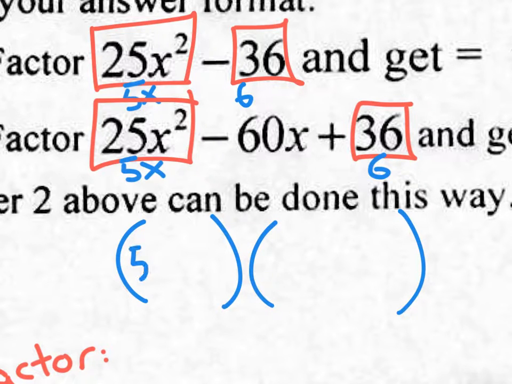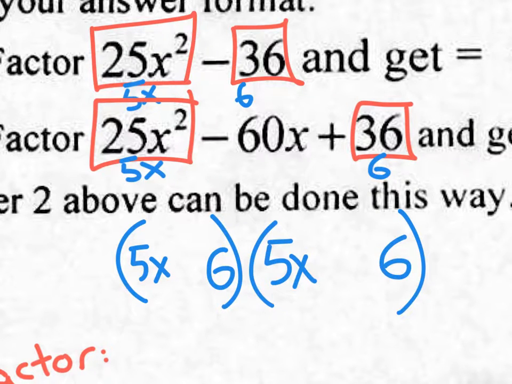We said a 5x and a 6. A 5x and a 6. Now in this case, we do have a middle value, so we don't want it to cancel out. In other words, I don't want plus and minus because that would cancel out the middle term if I were to distribute. So let's think about it this way.